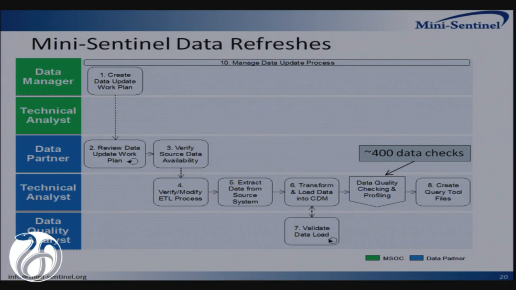And we do about 400 data checks now on the data, and if the data doesn't check properly, then it has to go back again. So it's not a small process to do this conversion into common data model format, and the large data partners do this every 3 months or so. So it's an ongoing activity to create this resource.